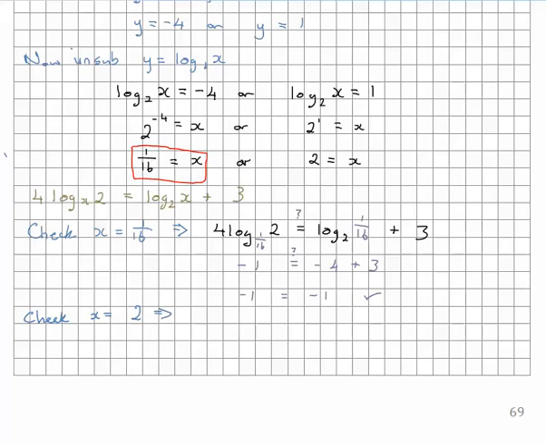I'll just empty out the x's. This time it reads 4 times log base 2 of 2. Is that equal to log base 2 of 2 plus 3? Log base 2 of 2 is just equal to 1, so on the left all that goes to 1, and on the right hand side all that goes to 1. So I'm left with 4 times 1 equal to 1 plus 3, and of course the answer is 4 equals 4, so that's also okay, which leads me to conclude that both of those values for x are valid solutions.